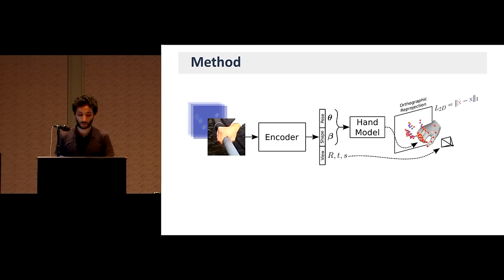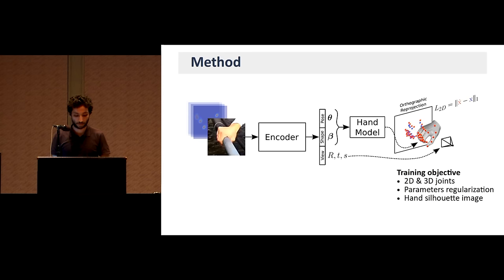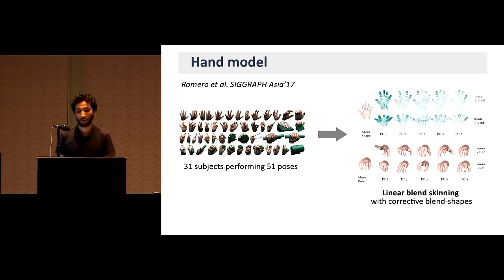This network is trained end-to-end with a combination of 2D joints and 3D, weak 2D joint, let's call it weak 2D joint annotation, and full 3D joint supervision, a regularization on the hand parameters and view parameters, and the hand silhouette loss to refine shape estimations and speed up convergence. This last loss, the mask loss, actually penalizes reprojected hand vertices that lie outside of the hand area in a binary image mask. The hand model that we use is the recently published MANO.